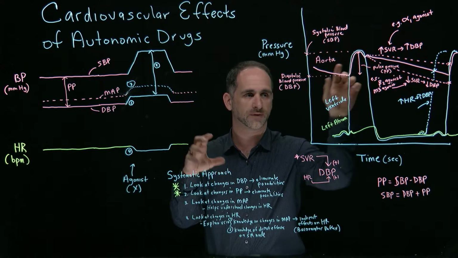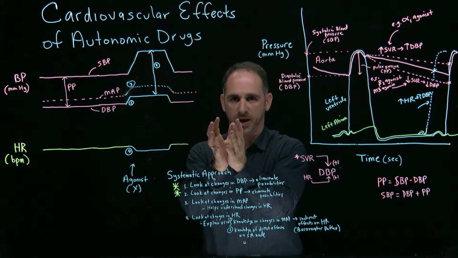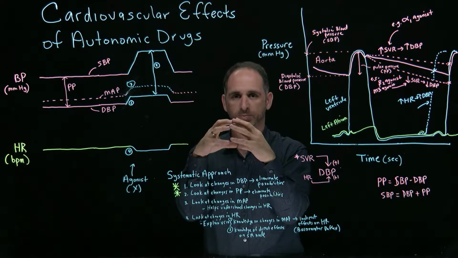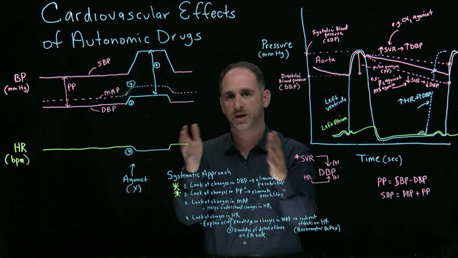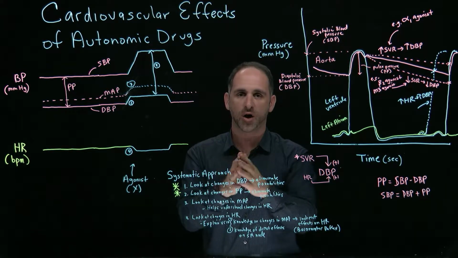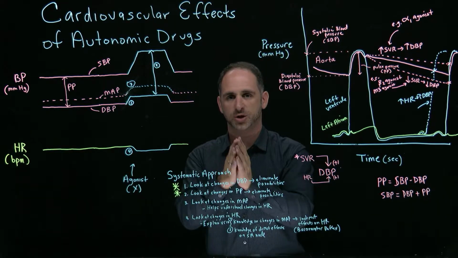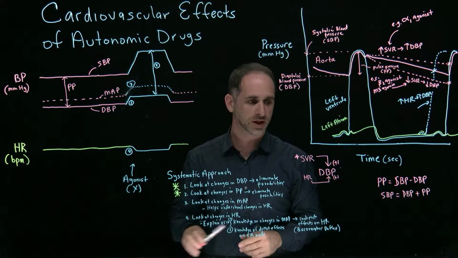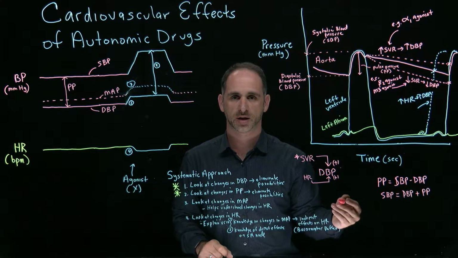When the aortic valve opens and the ventricle is ejecting blood, how much blood is ejected into that aorta is going to affect how much the pressure rises, right? So we call that amount of blood ejected by the ventricle the stroke volume. So certainly the stroke volume has an important influence on the pulse pressure.